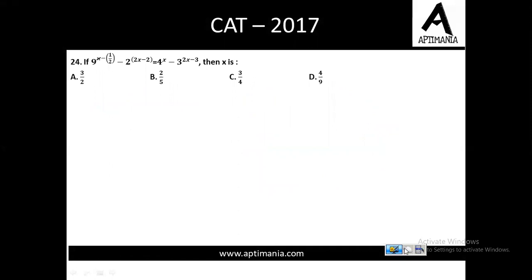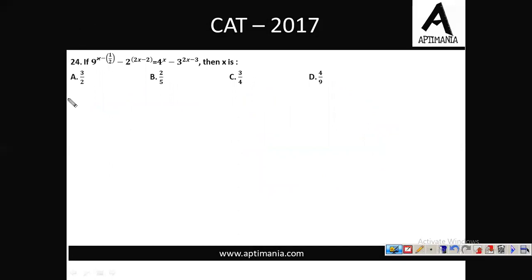Question number 24 is on the screen. Let's try to solve it out. 9 raised to the power x minus 1 by 2. Prime factorizing it, we'll have 3 raised to the power 2x minus 1 minus 2 raised to the power 2x minus 2 equal to 4 raised to the power x, which can be written as 2 raised to the power 2x minus 3 raised to the power 2x minus 3.